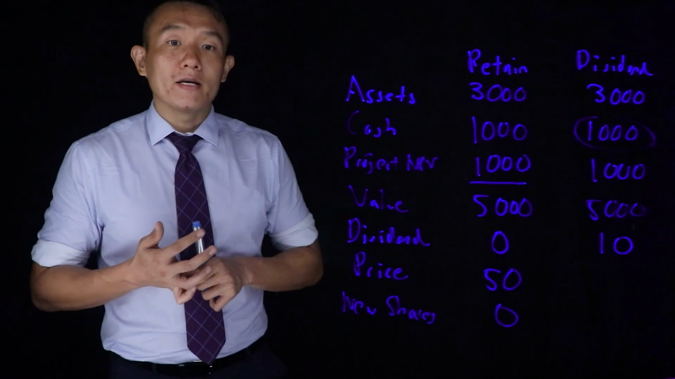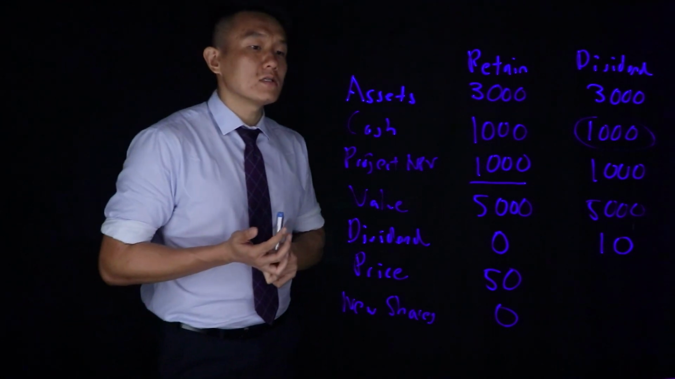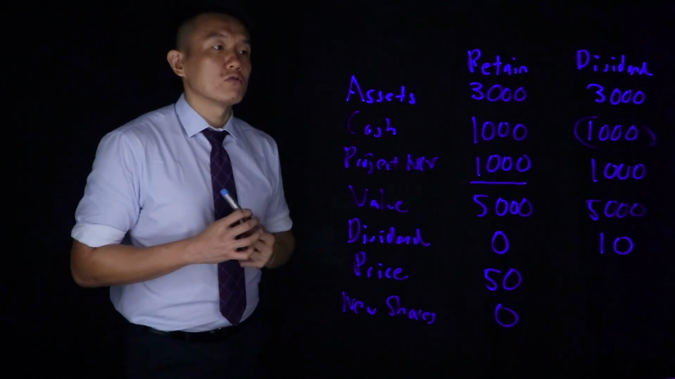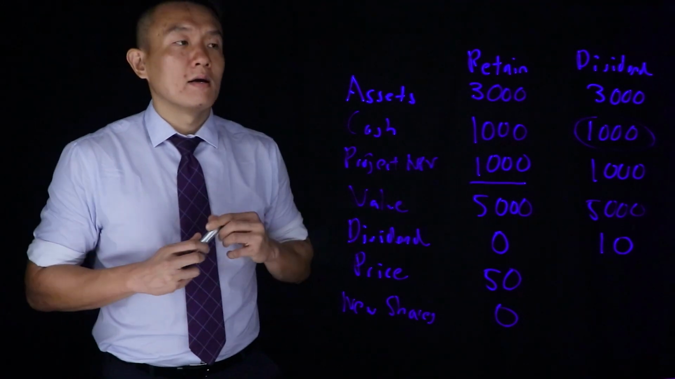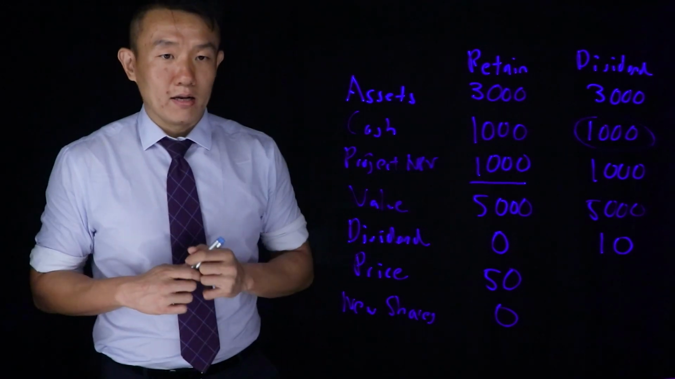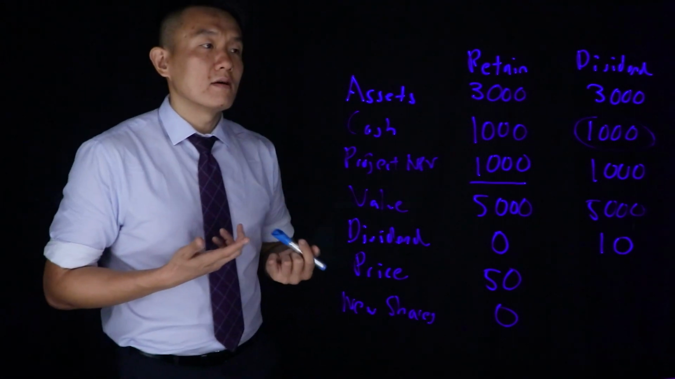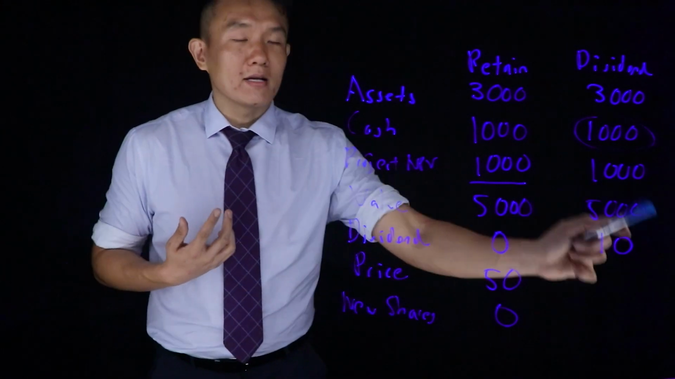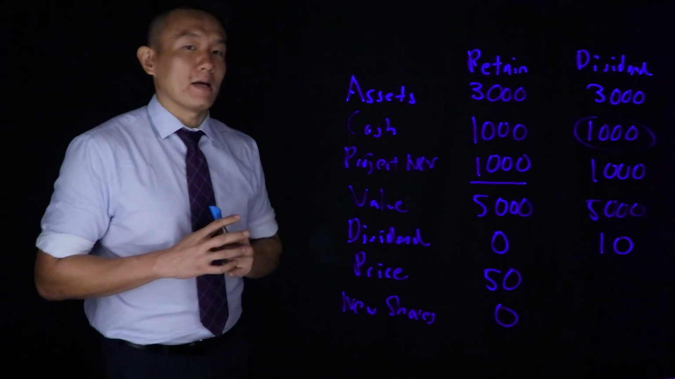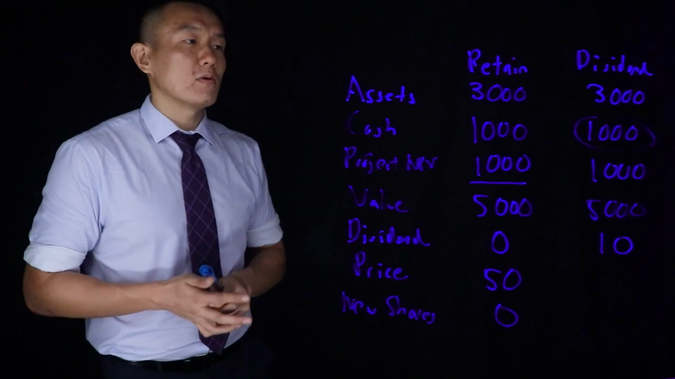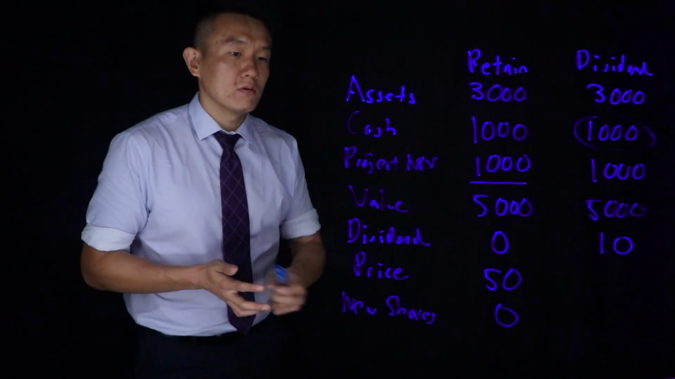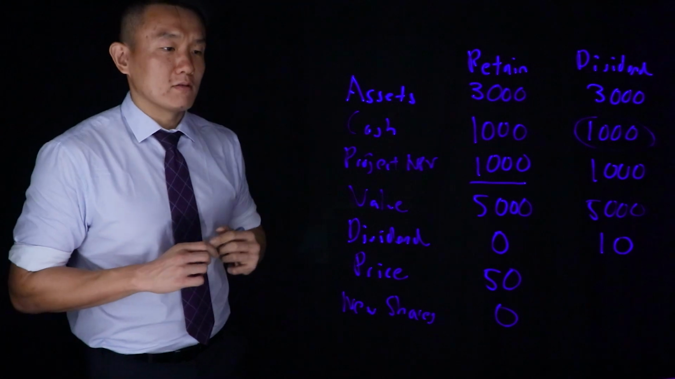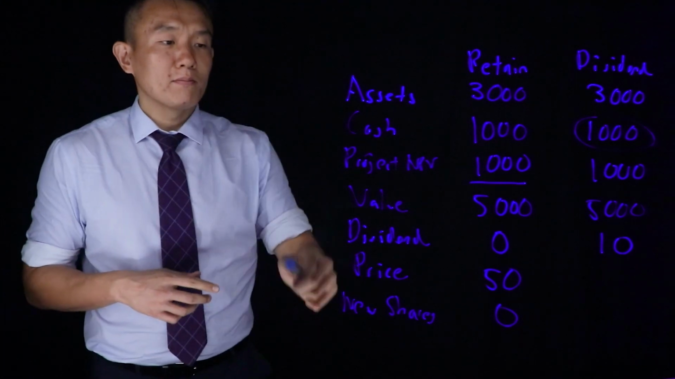Let's think about issuing new shares. So it needs to issue enough shares to raise this $1,000 that it needs. However, when it issues new shares, its value stays the same, right? Issuing new shares is not going to increase the firm's value, which means that it's going to reduce the price of shares. By how much?